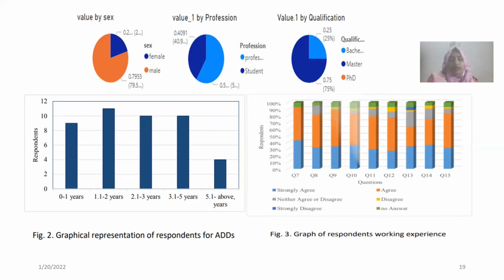Then in the other chart, we see a Likert scale representation, like question 7. Strongly agree and agree: agree is more than strongly agree and more than the others. We can compare all of this.